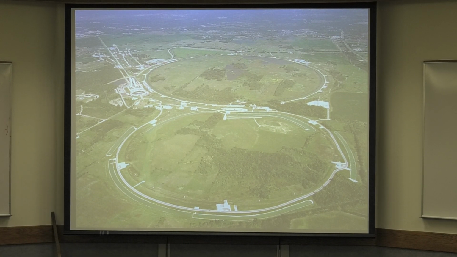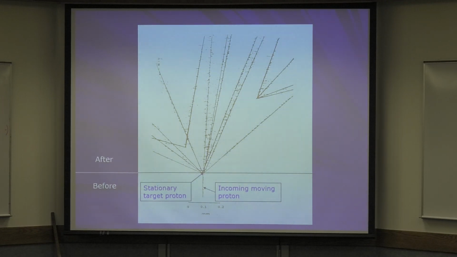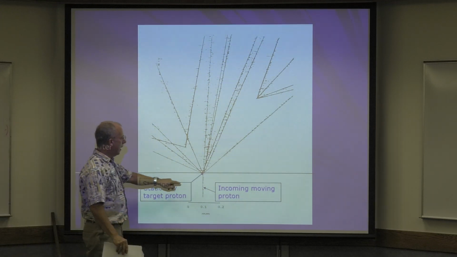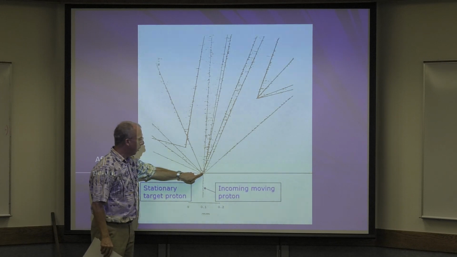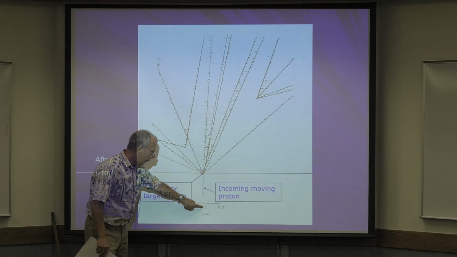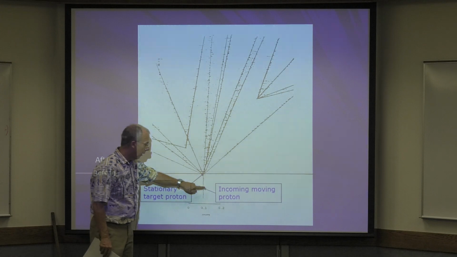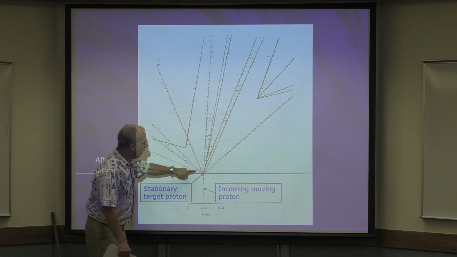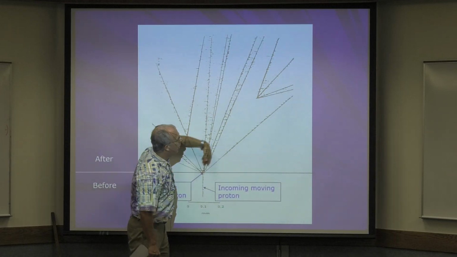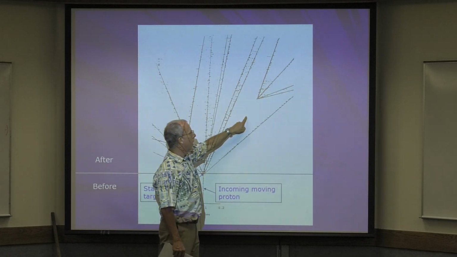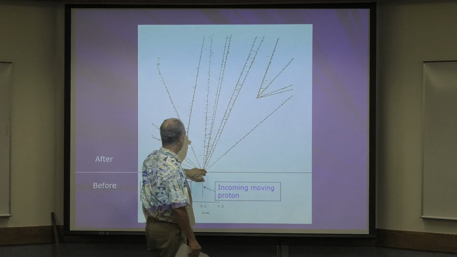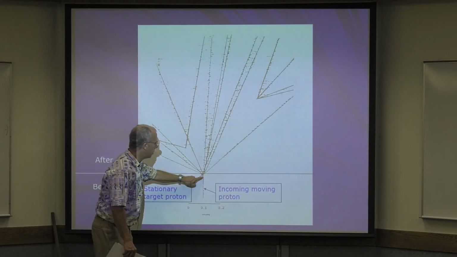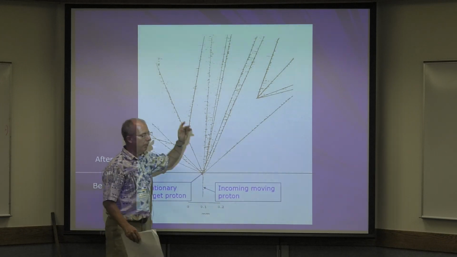Here is real data from a long time ago. Here you have a stationary proton from the target. Here you have the incoming moving proton, from the accelerator. The incoming proton smashes the stationary proton, and look at that! All these particles are formed. This is a neutral particle, which decays into 4 or whatever. So incoming proton smashes stationary proton, and all this stuff is formed.